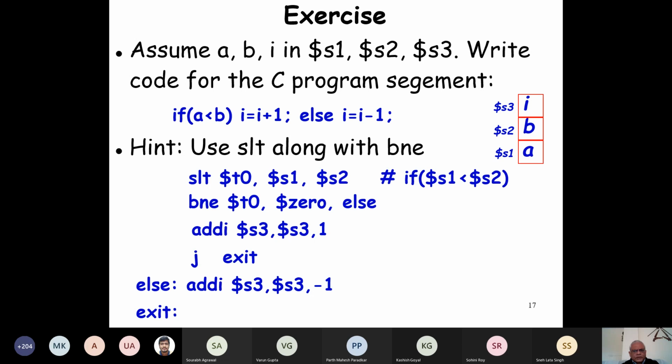So this is the conditional statement. We use SLT along with BNE and jump.